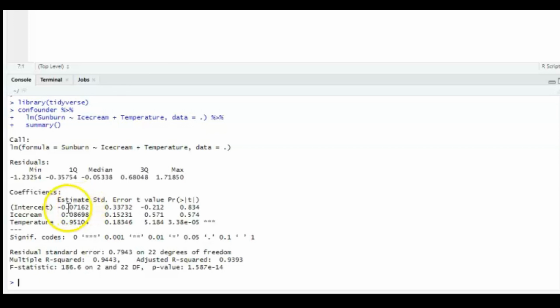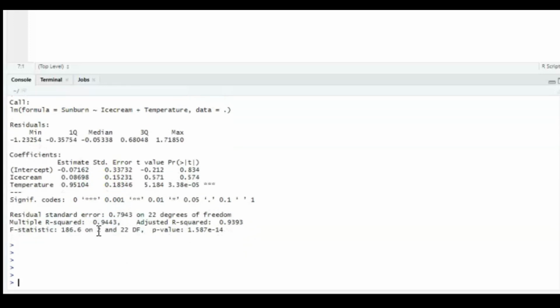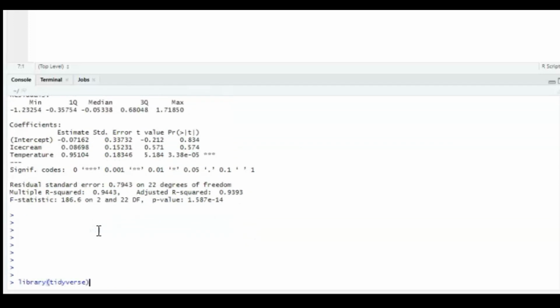And then every time your ice cream increases, the number increases with 0.08. And every time the temperature increases, the amount of sunburns you get increases with 0.95. And you can actually make a formula out of this, which I'm going to show you right now.